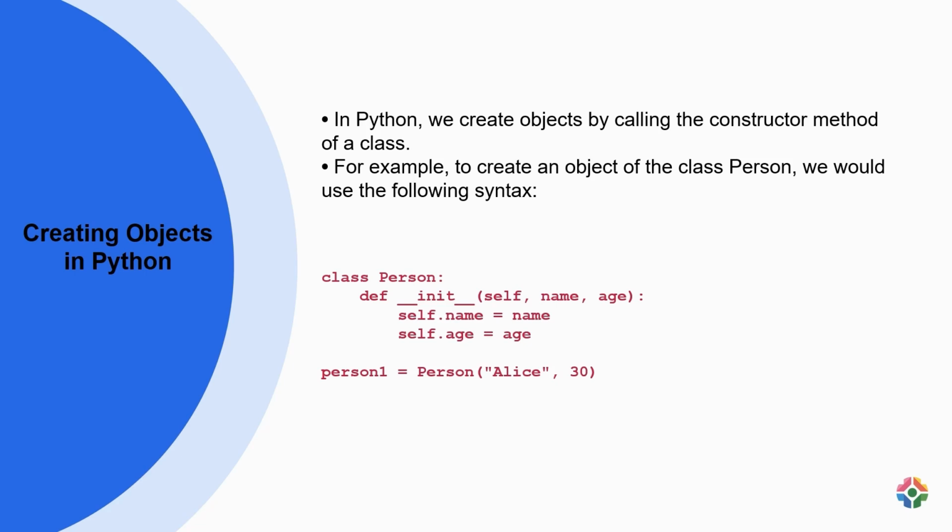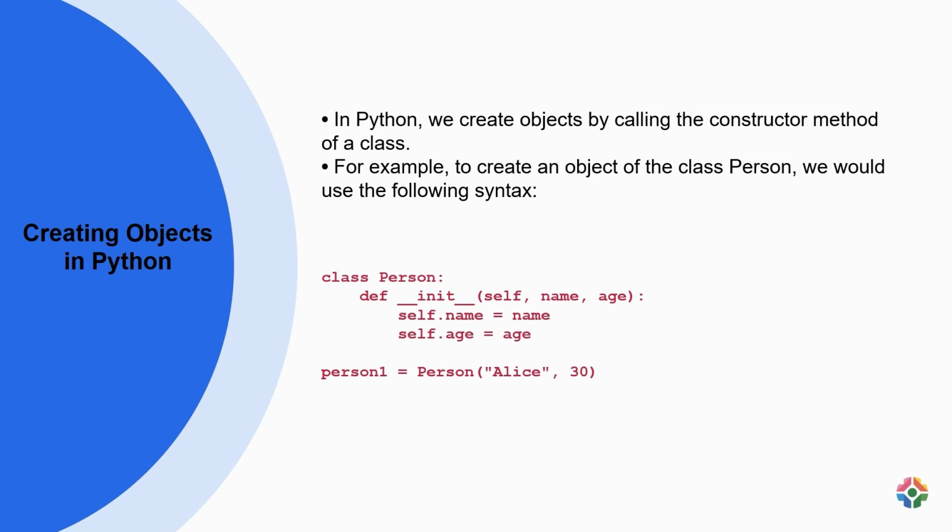To create an object of a class, such as person in Python, you need to define the class with the class keyword and its constructor method __init__. The constructor method initializes the object's attributes. For instance, the following code creates an object of the class Person named person1 with the attributes name as Alice and age as 30. class Person: def __init__(self, name, age): self.name = name; self.age = age; person1 = Person("Alice", 30).